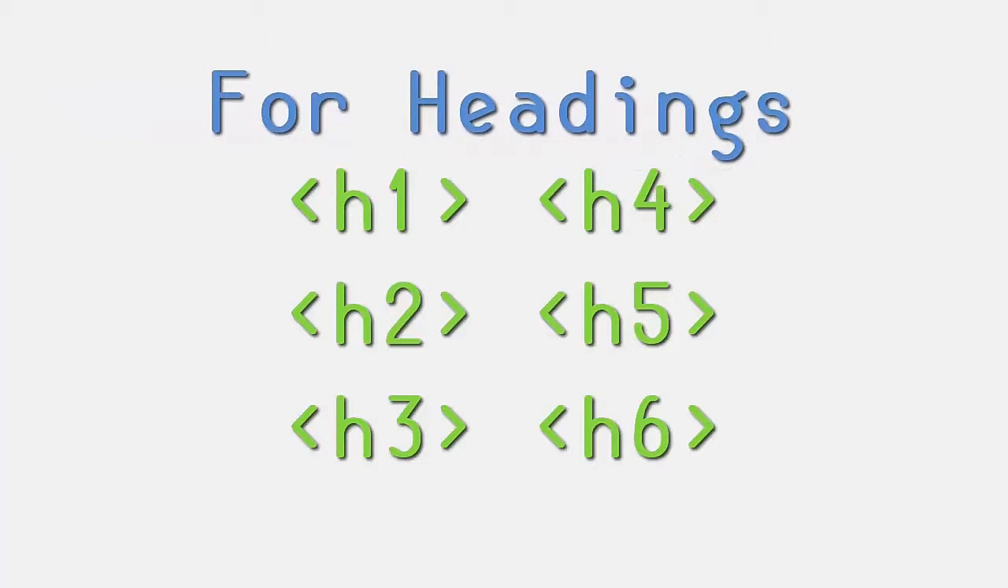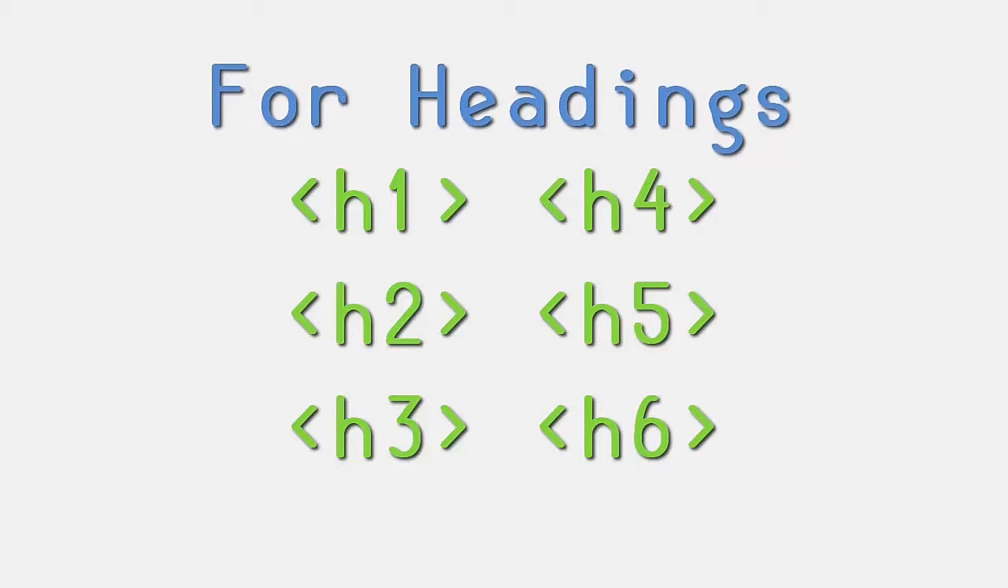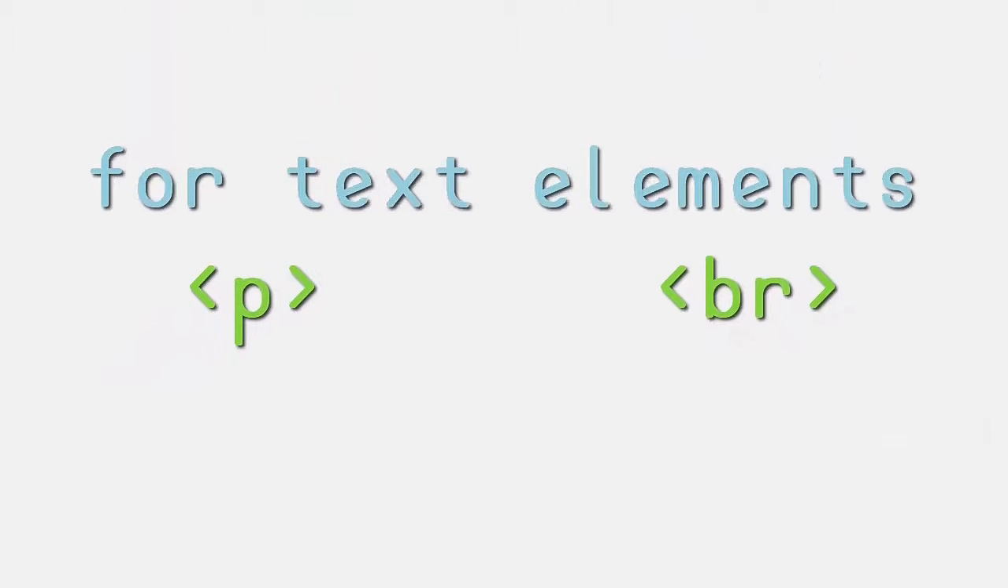So as we know, every piece of content in an HTML page has tags: for headings like H1, H2, H3, and for paragraph elements P and BR as a line break. We use these as text elements.